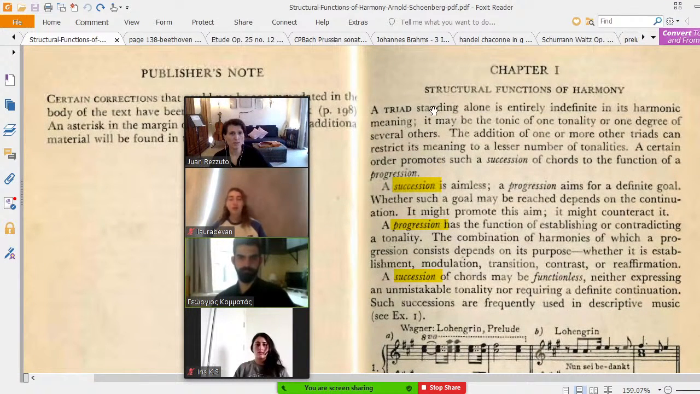Again, a triad standing alone is entirely indefinite in its harmonic meaning. So, as composers, just by saying, "Oh, this is C major," and putting a C major there, nothing will happen. You have to do it yourself. You have to create that centripetal force.